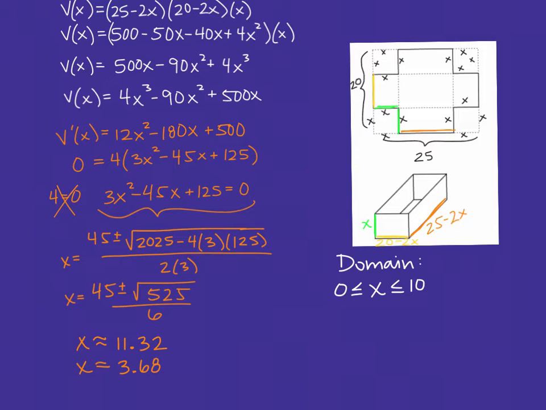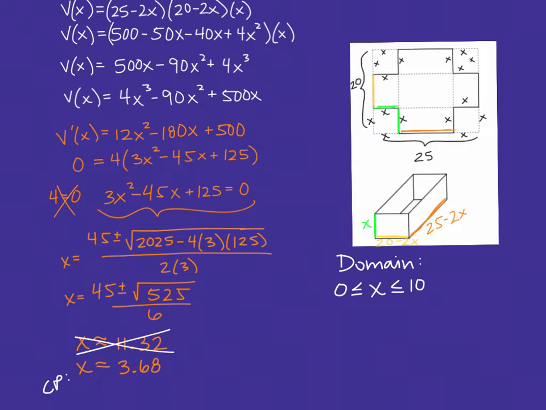Now that means if we look back at our potential solutions over here for the value of x, 11.32 doesn't make the cut. It's not in the interval. Therefore 3.68 is our only critical point that lies in the interval. I'm going to perform the first derivative test to ensure that 3.68 will provide us a maximum.